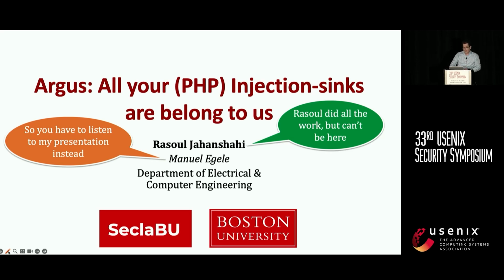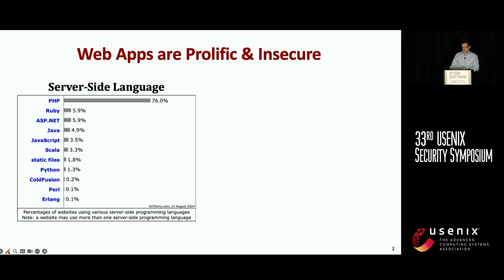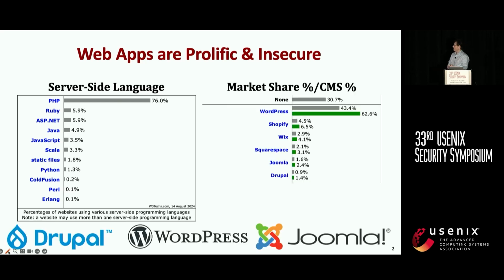All right. As we've heard before, web applications are prevalent, prolific, and they're insecure. I pulled this data from W3Techs yesterday, and it shows that about 76% of all web servers run PHP on their backend. So, target-rich environment. Moreover, within PHP, there are some heavy hitters. For example, WordPress alone is responsible for 43% of all websites that you can access on the internet. Pretty sweet. There are some other big ones in there, Drupal, Joomla, you name it.